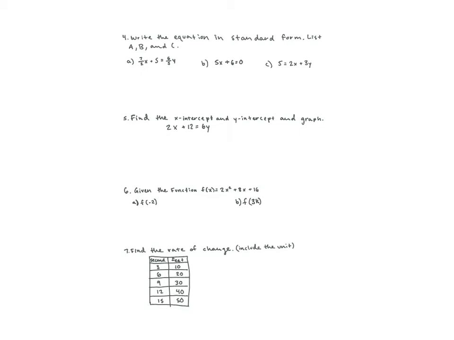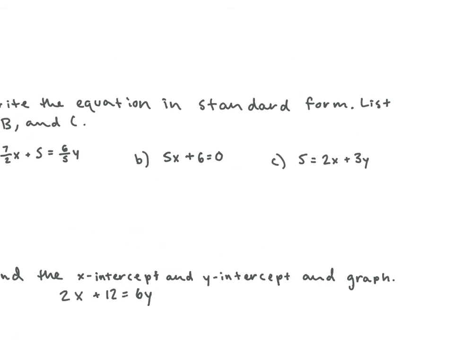For number 4, we need to write our equation in standard form and list a, b, and c. So standard form would be a times x plus b times y is equal to our constant c.